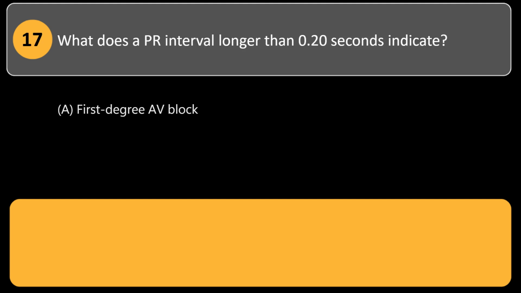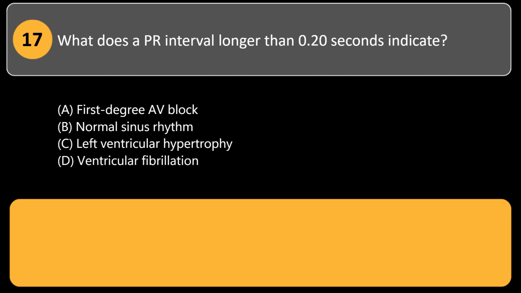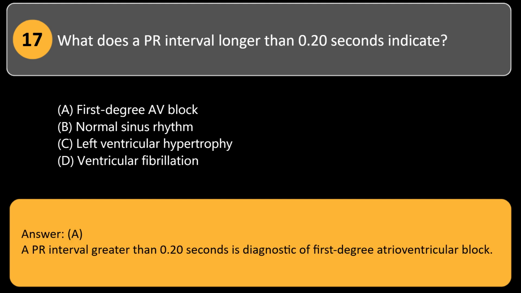What does a PR interval longer than 0.20 seconds indicate? A. First-degree AV block. B. Normal sinus rhythm. C. Left ventricular hypertrophy. D. Ventricular fibrillation. Answer, A. A PR interval greater than 0.20 seconds is diagnostic of first-degree atrioventricular block.